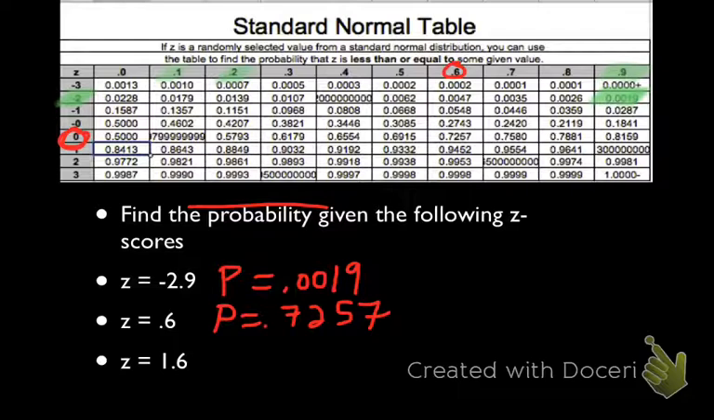Okay. So why would I ever use a negative 0? Negative zeros would be for a negative decimal, like if we had negative 0.3. And if z equals 1.6, we'd go to 1 and to 0.6. So we're looking at 0.9452. P equals 0.9452.